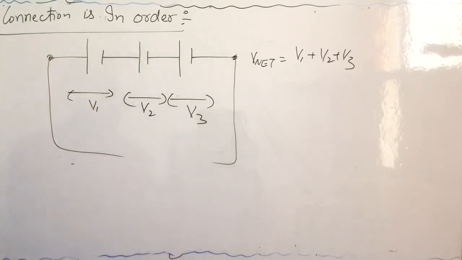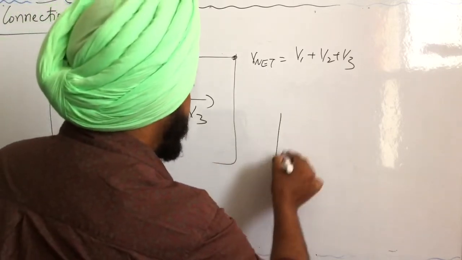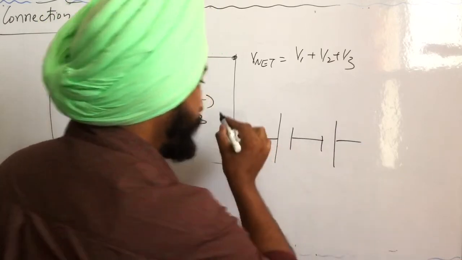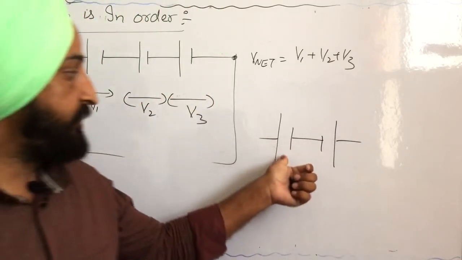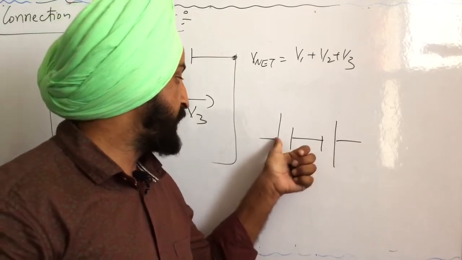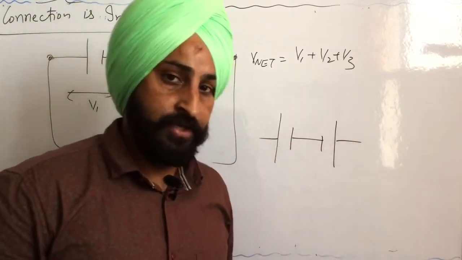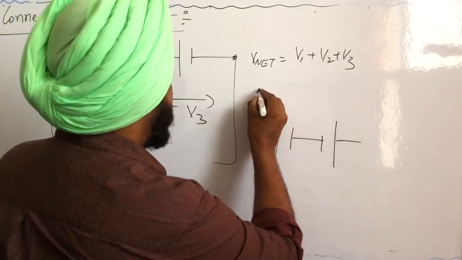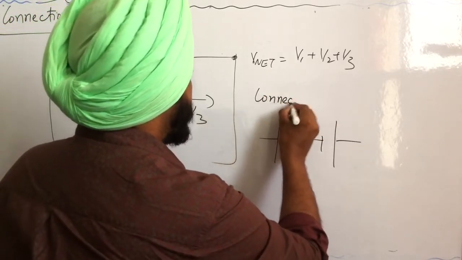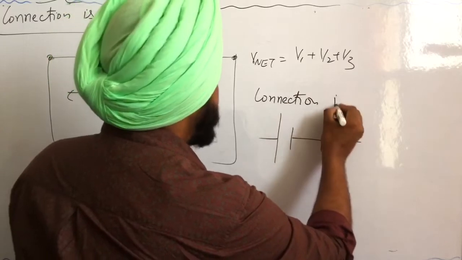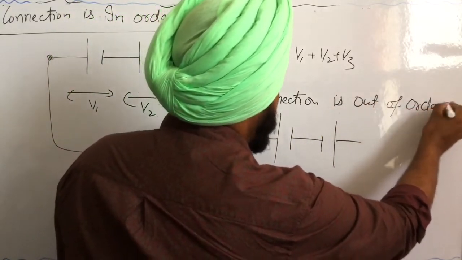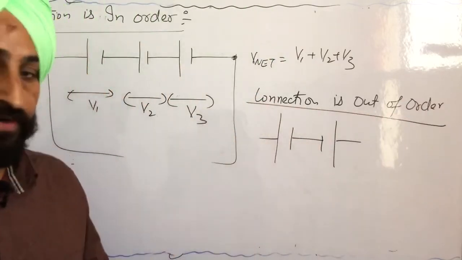But if we connect in the opposite manner, like I am connecting like this, negative terminal to negative and positive terminals are separated out, then such a connection is called out of order connection.